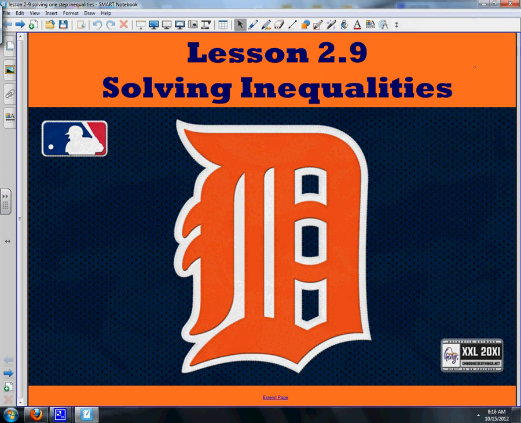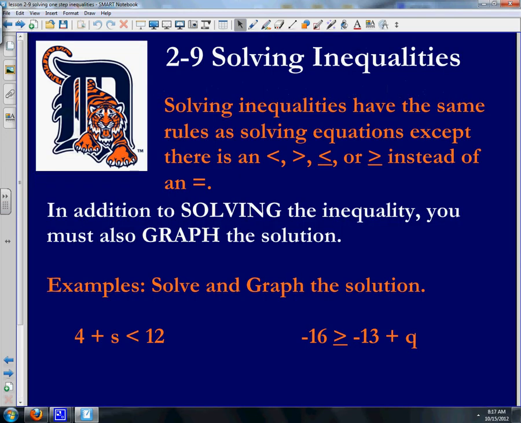This is lesson 2.9, solving inequalities. Take out your notes and title your paper 2.9, solving inequalities. All right, so you might want to push pause, jot down these notes, and then push play and I can talk about them.